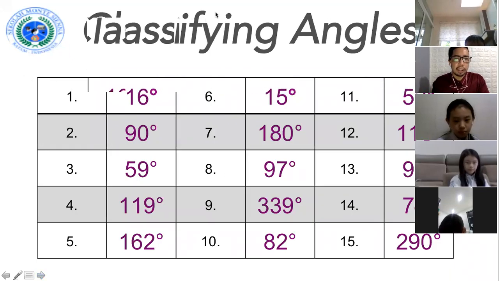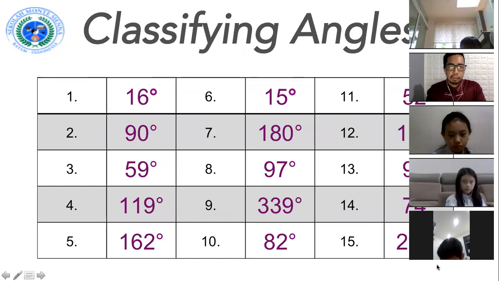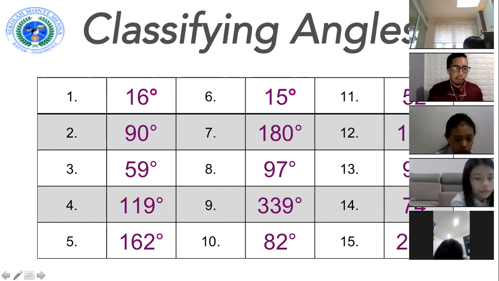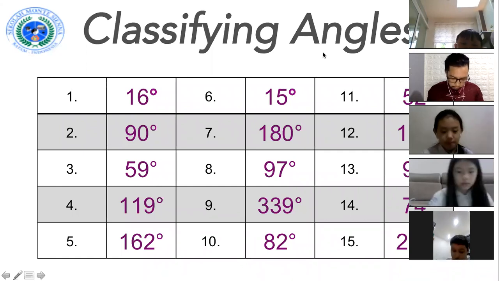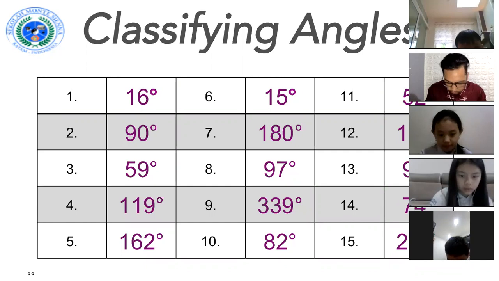Now, this time, I'm going to show you the measurements and you determine what kind of angle it is. You can choose any number. Tell me whether it's acute, obtuse, reflex, straight, right, or full. The first one is going to be acute. Okay, can you do it, chat?